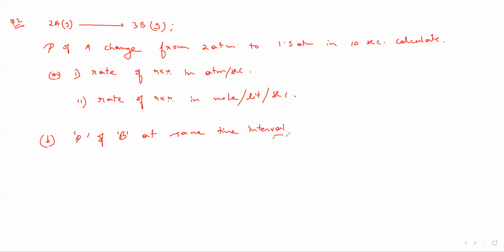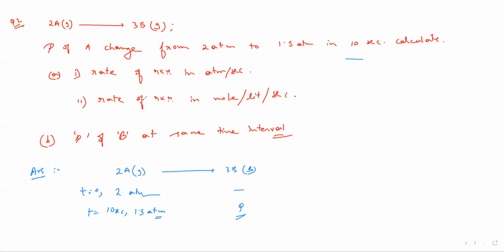This question will take a little bit of time. Okay, you have to solve. Now, how can you approach? Just the approach I am dealing with: 2A converted to 3B. What is given? At t equals 0, the pressure given is 2 atm. At t equals 10 seconds, it is 1.5 atm. This value is taken as P, pressure. Now solve it.